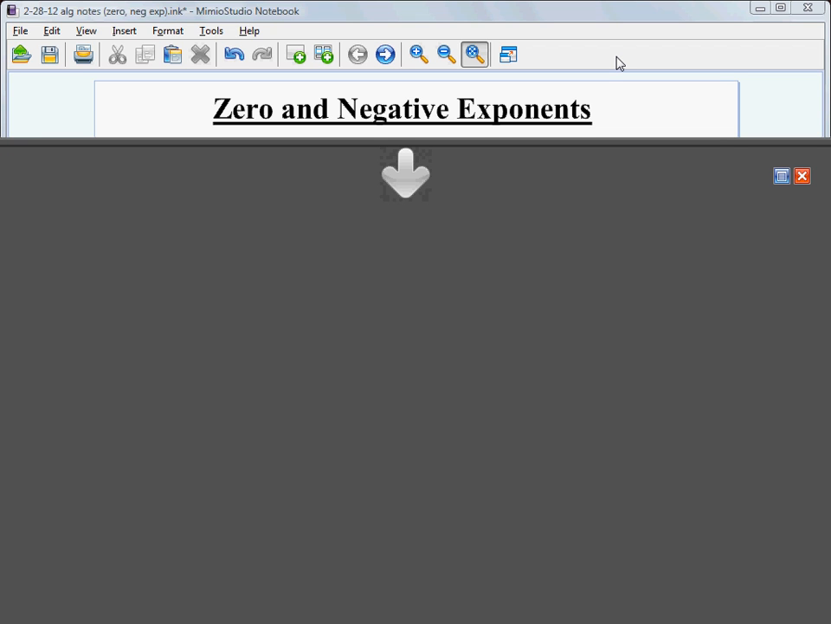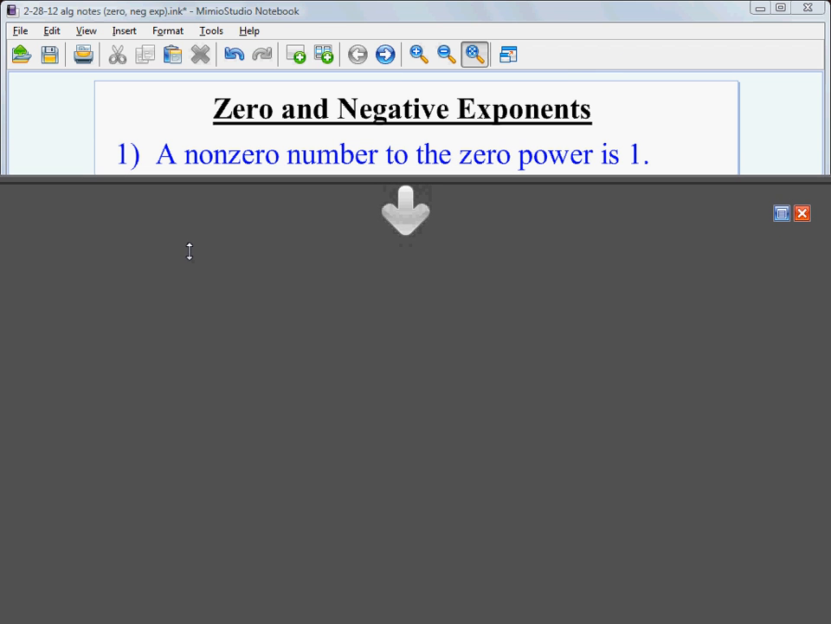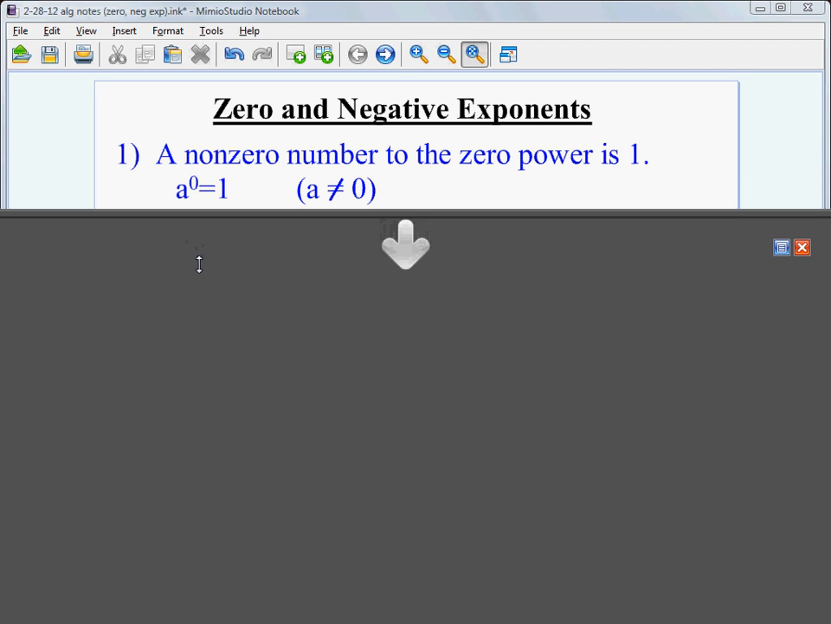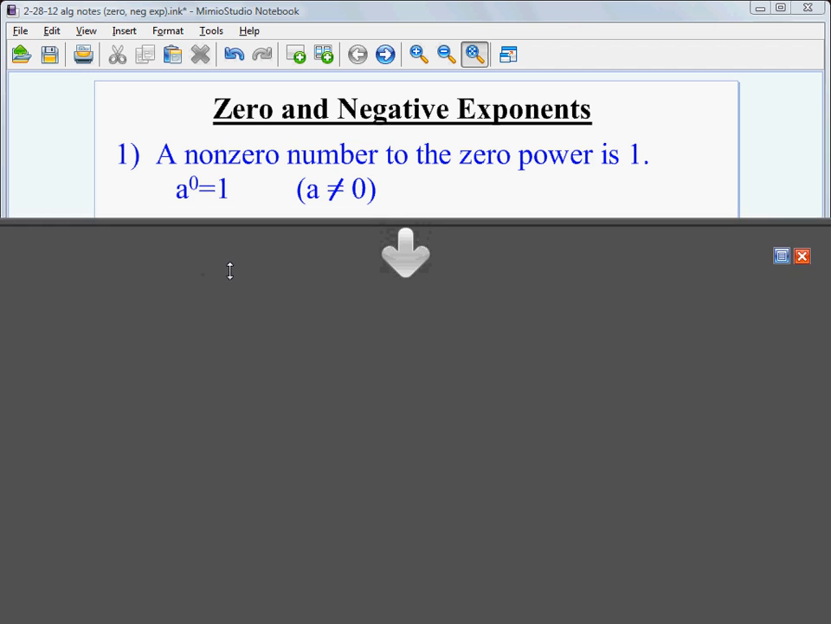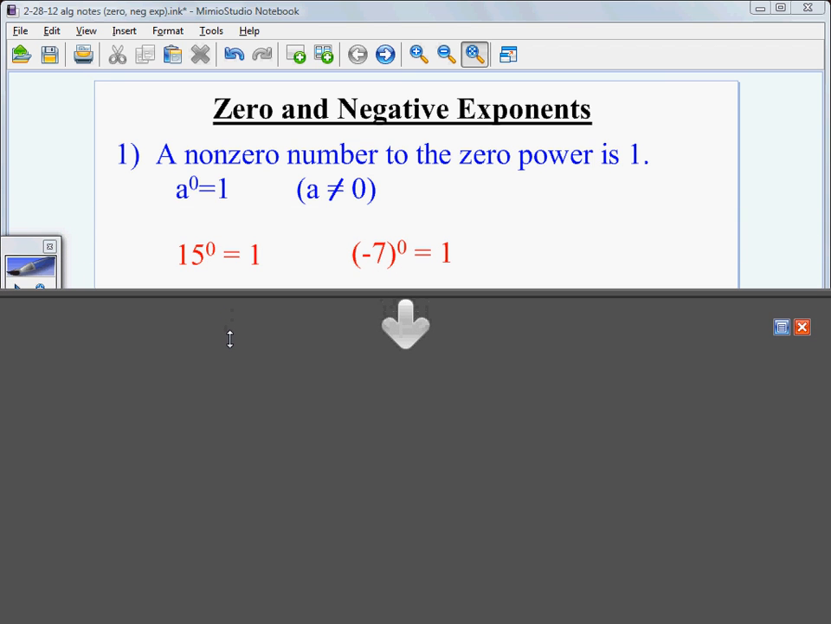Okay, in this video we're going to talk about zero and negative exponents. A non-zero number to the zero power is 1. Okay, any non-zero number. So there's a representing any non-zero number to the zero power equals 1. And notice it says that a is not allowed to equal 0. And here are a couple of examples.